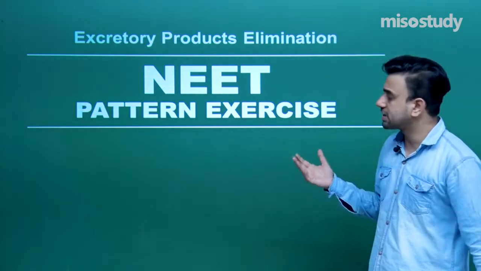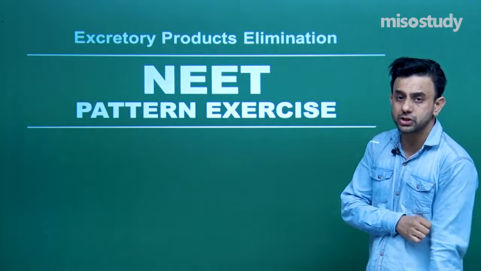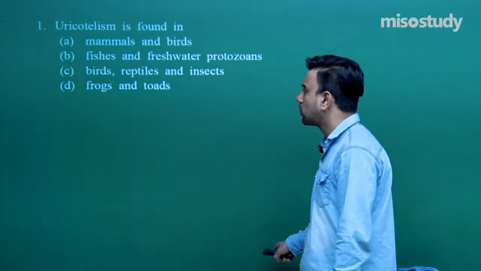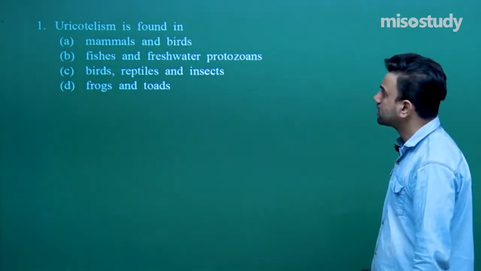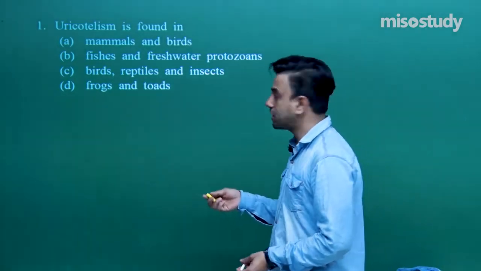Okay, so we'll now discuss the questions, the NEET pattern exercise on the chapter excretory products and their elimination, right? Let's come to the first question, and what does it say? Uricotelism is found, right? So it's a type of excretion, right?